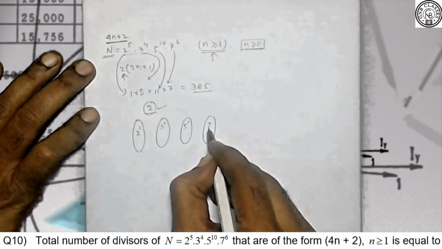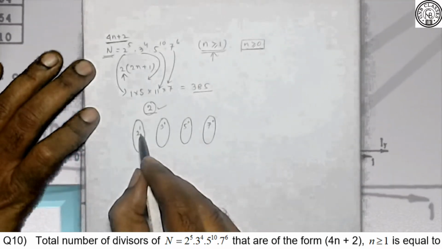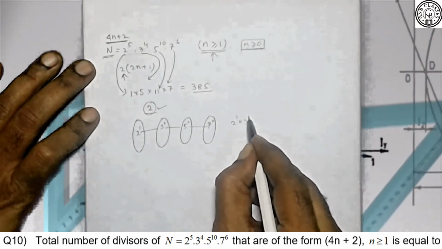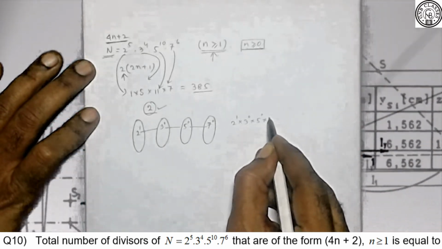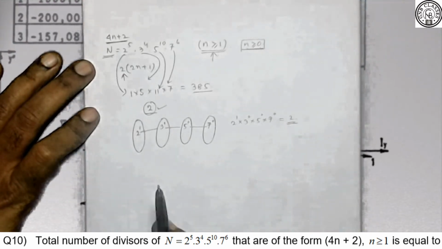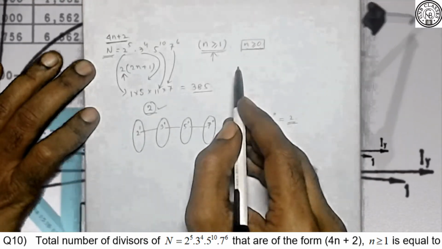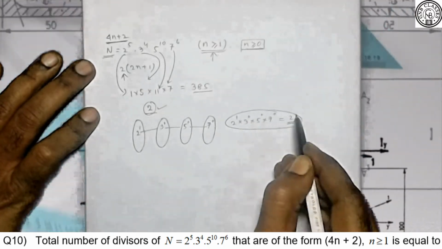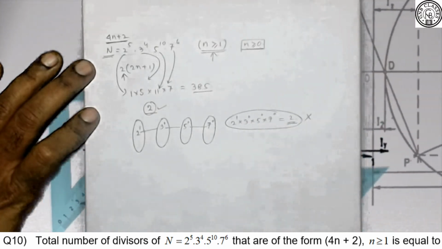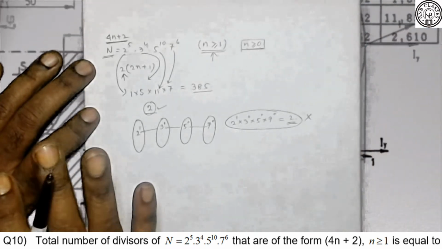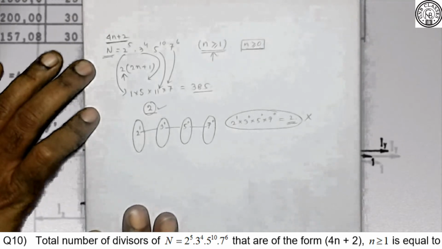And from the fourth set we will consider 7 to the power 0. Now that factor will be 2 to the power 1 into 3 to the power 0 into 5 to the power 0 into 7 to the power 0. That will give you the factor 2, which is of the form 4n plus 2. But this particular case has to be eliminated from the total number of divisors. Are you getting my point?